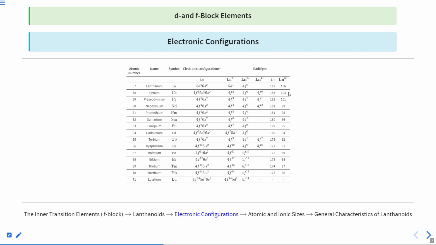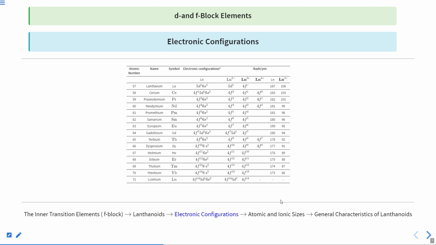So 106, 103, 101, 99, 98, 96, 95, 94, 92, 91, 89, 88, 87, 86. So it is decreasing. Okay, although the decrease is not that significant, but they are decreasing. Now in the plus 3 oxidation state, the atomic radii are also almost similar. So they have similar chemical properties. Here also the normal lanthanoid in its zero oxidation state has a very small change in the atomic radii.